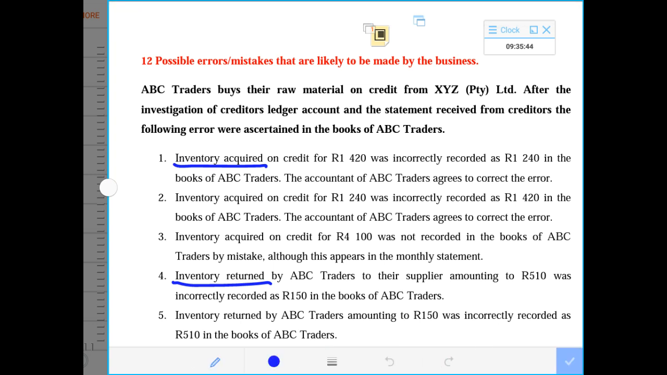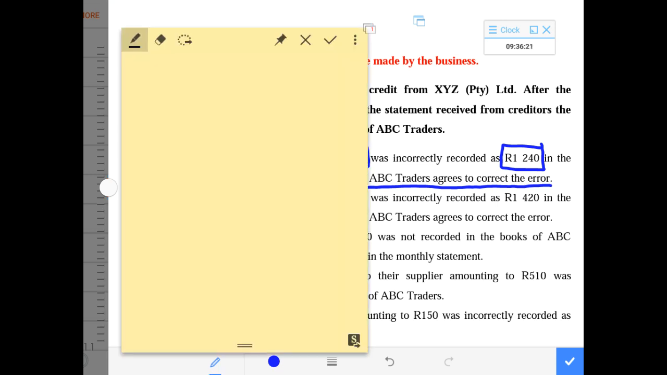Number 1 says that inventory acquired on credit for 1,420 was incorrectly recorded as 1,240 in the books of ABC Traders. Then the accountant of ABC Traders agreed to correct the error. So that means they will have to identify how much was recorded first of all. This is the amount that was recorded. It was incorrectly recorded as 1,240 instead of 1,420. So the amount recorded was underestimated.